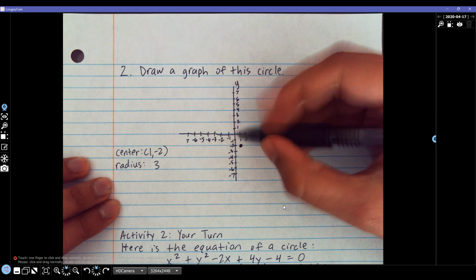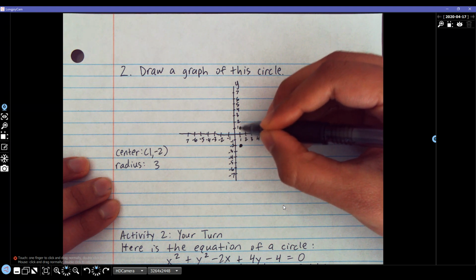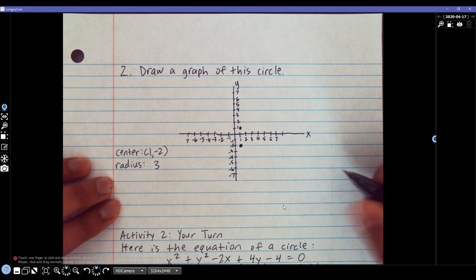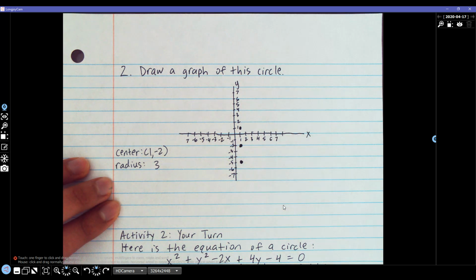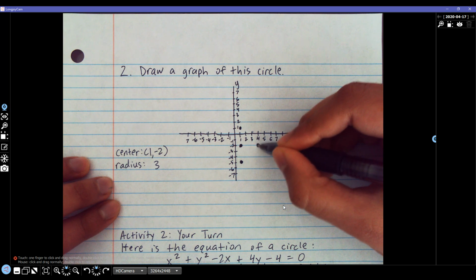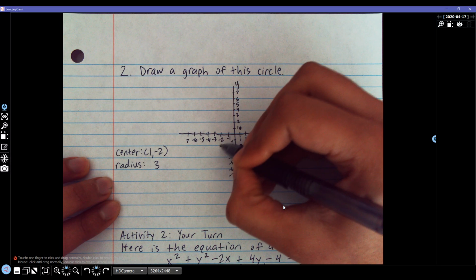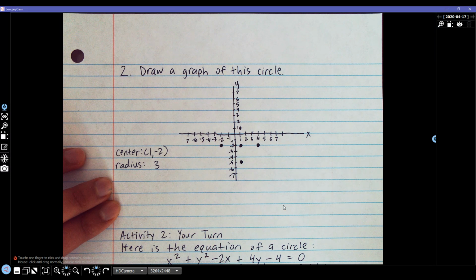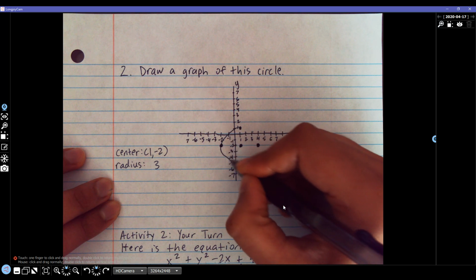So let's go up. I'm going to go 1, 2, 3. That takes me to positive 1 comma positive 1. I'll go down 1, 2, 3. That takes me to negative 2, negative 5. Let's go 3 to the right. 1, 2, 3. 4 comma negative 2. And then 1, 2, 3. That will take me to negative 2, negative 2. So now let's just start to connect the dots a little bit here.